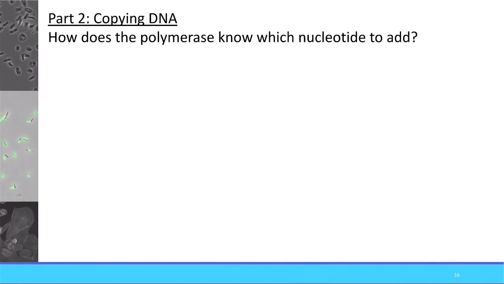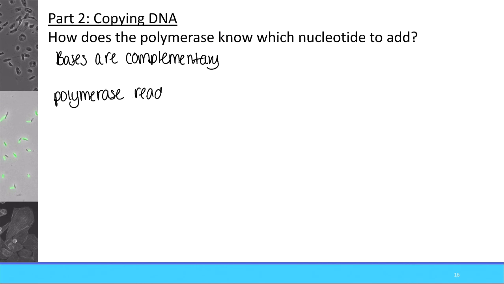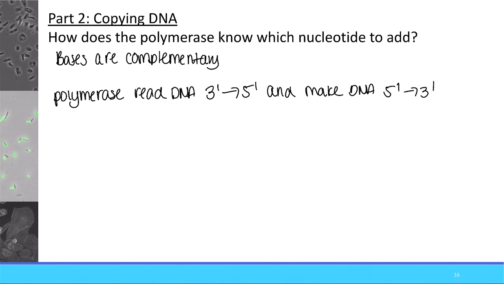All right, we're almost done with this idea of copying DNA. But one of the questions we have to think about is, how does the polymerase know which nucleotide to add? Well, we've already answered this question. We have said that the bases are complementary. And so we have said that the polymerase is going to read DNA 3' to 5', and it's going to make DNA 5' to 3'.